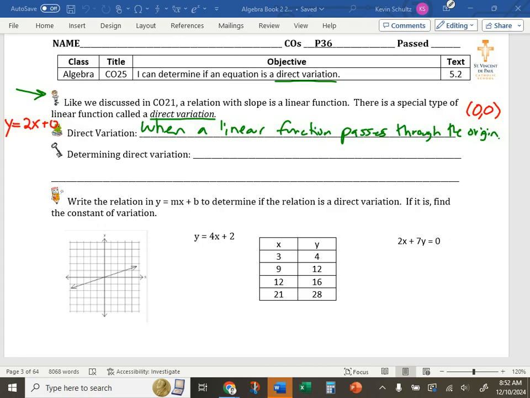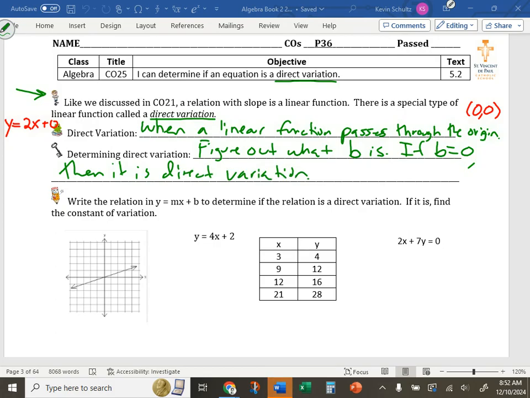So to determine whether or not direct variation exists, basically, you need to figure out what b is, what the y-intercept is. In slope-intercept form, figure out what b is. If b equals 0, then it is direct variation. So we're still in the realm of writing equations in slope-intercept form and linear functions. But now we are looking specifically at a certain type. What happens when b equals 0? It means it is direct variation.